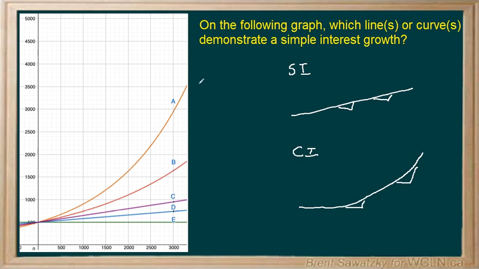So we look at curve A, and that is definitely curving up. Slope is increasing. We know that that would be compound interest. B, it's also curving up, not quite as much as A, so not quite as good of an investment, but it's still certainly a curve, still certainly compound interest.